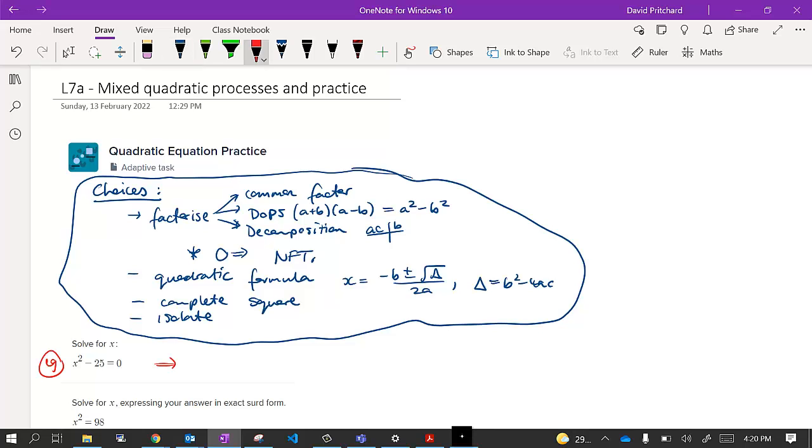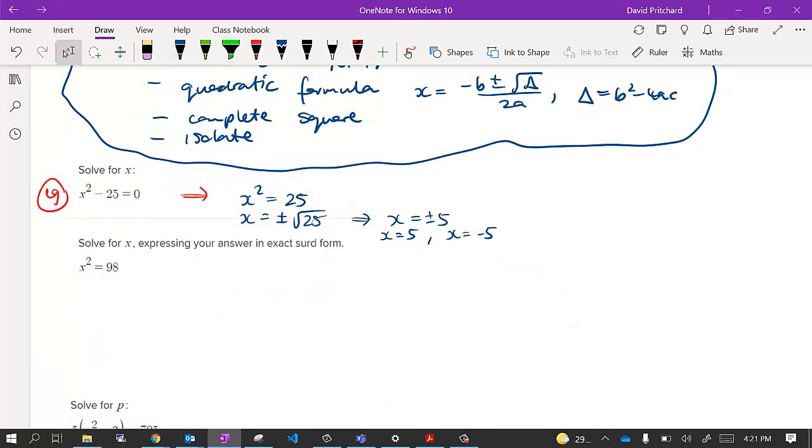We're looking to solve for x, and we've got x squared take 25. Now, obviously there's two approaches here. I'm going to say the easiest approach is to isolate x. So if we add 25 to both sides, we've got x squared is 25. And then if we want to get x on its own, we have to square root. So x is equal to plus or minus the square root of 25. So I get my two answers. x is equal to plus or minus 5, or we could break that up and say x is 5 or x is negative 5.